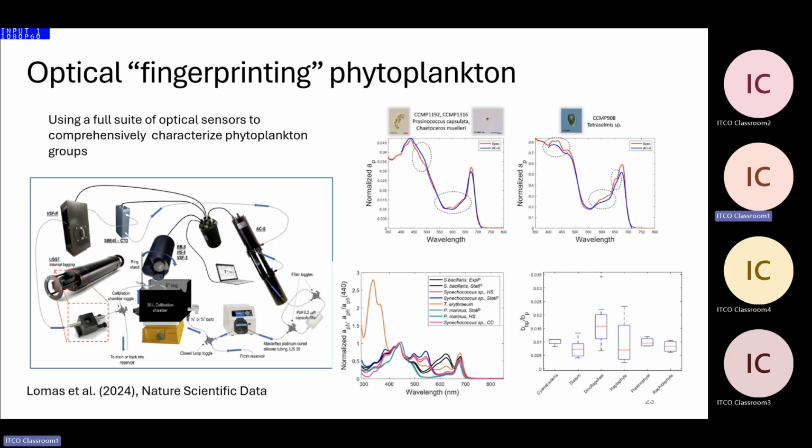So essentially, this was a paper that just came out by Mike Lomas, and we're calling it optical fingerprinting of phytoplankton. So what it's saying is, whether you're doing it in a laboratory or collecting out in the field, you've got a whole suite of optical instrumentation. You've got your LISST to do your particle size distribution. You've got backscattering meters, you've got absorption and attenuation meters, and you're measuring the full suite of optics and then trying to relate that hyperspectrally to the different types of phytoplankton you're seeing.